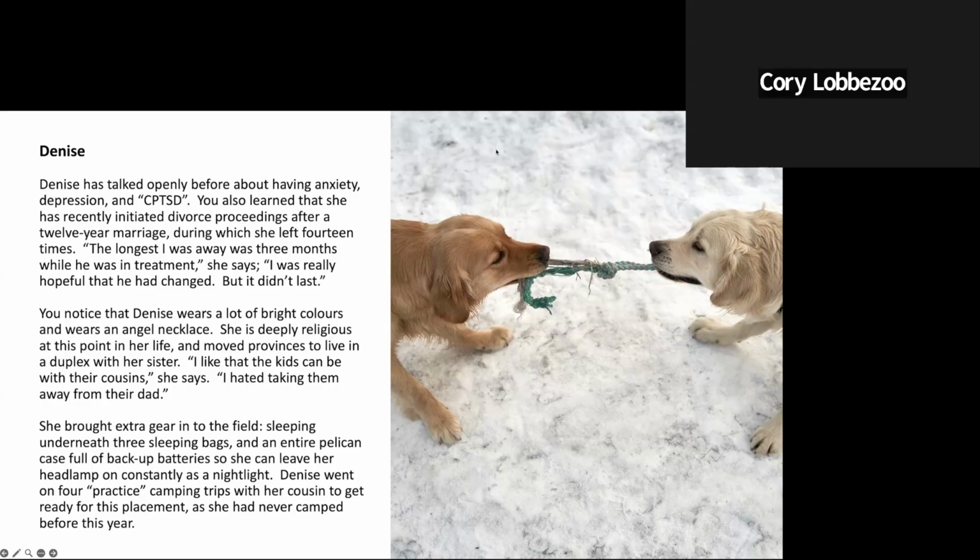You notice that Denise wears a lot of bright colors and wears an angel necklace. She is deeply religious at this point in her life and moved provinces to live in a duplex with her sister. "I like that the kids can be with their cousins," she says. "I hated taking them away from their dad."